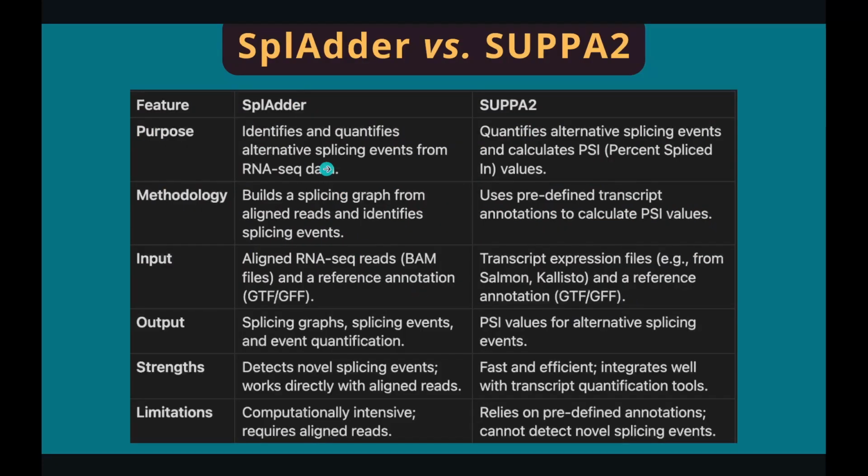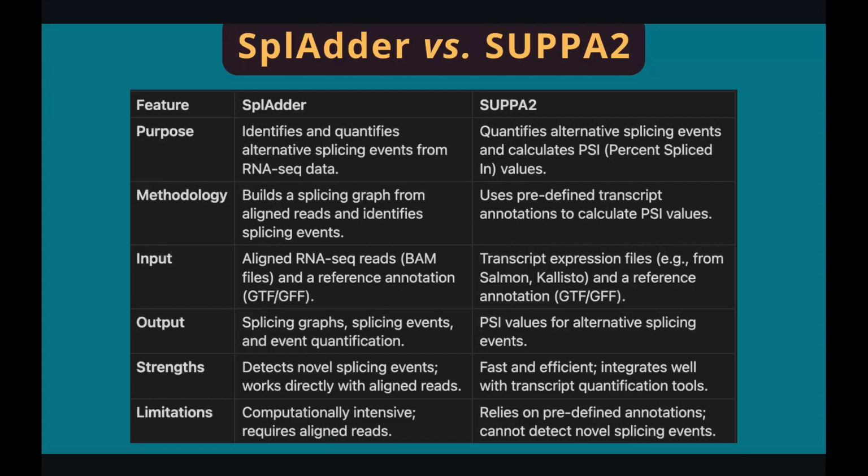In our previous tutorial, I used a tool called SPLAdder to identify and quantify alternative splicing events. In this tutorial, we're going to use another tool called SUPPA2 for the events quantification. SPLAdder accepts aligned RNA-seq reads, the BAM files, and the reference annotation file, a GTF file, as its inputs, while SUPPA2 accepts transcript expression files and a GTF file as its inputs.